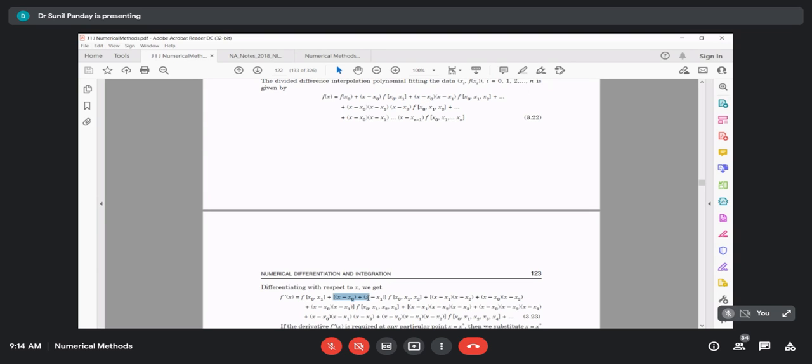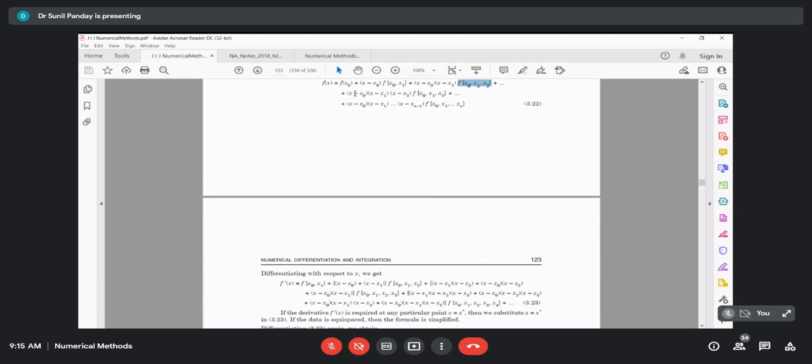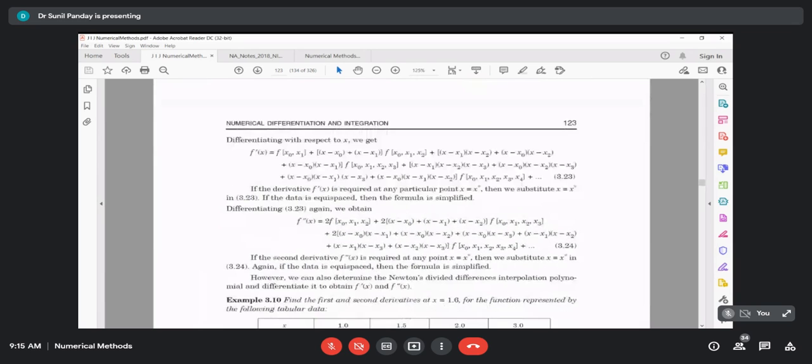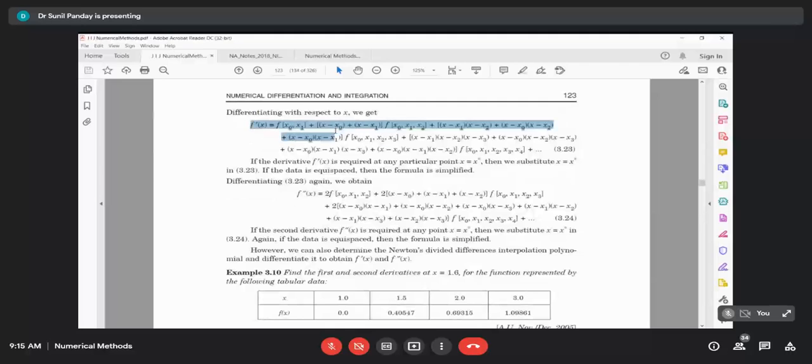we will get this after differentiating with respect to x, and then this second order divided difference between x naught, x1 and x2. We go like this for this also, and finally we have this after differentiating. So this is the derivative formula for unequally spaced data.